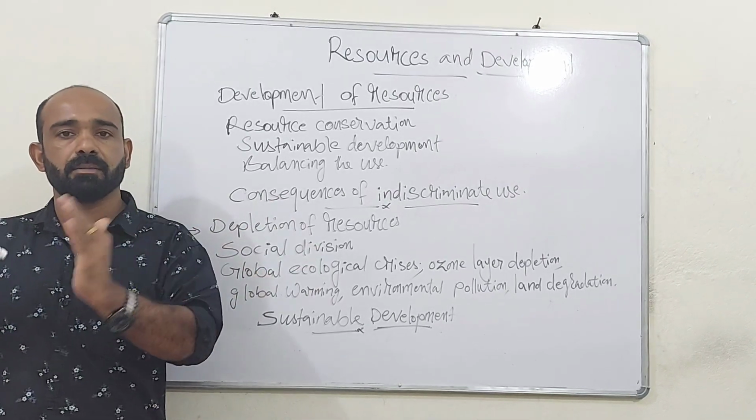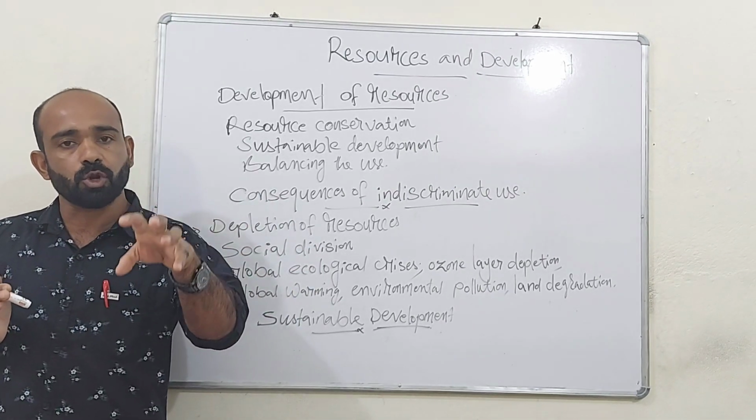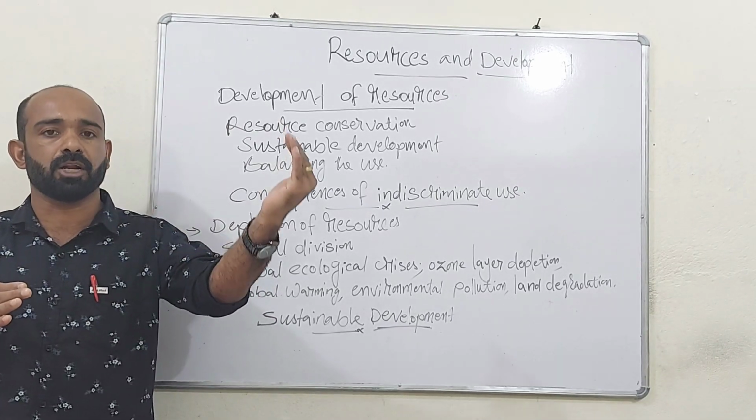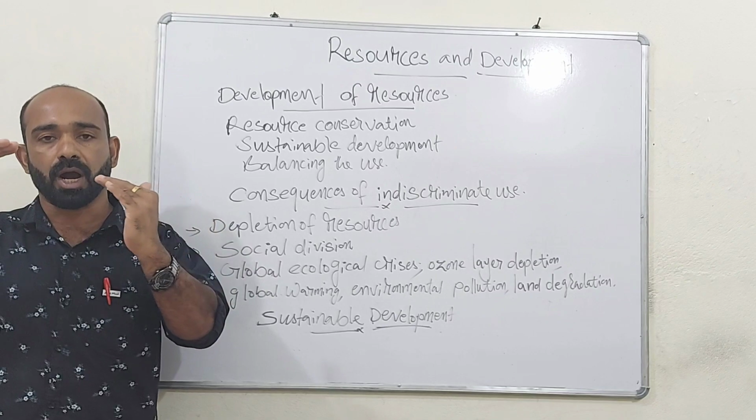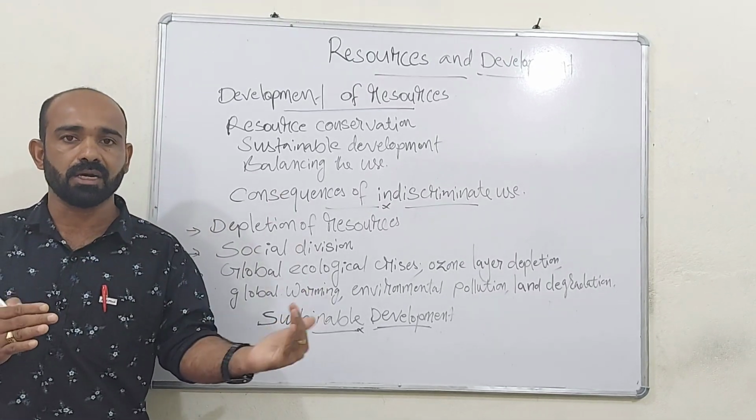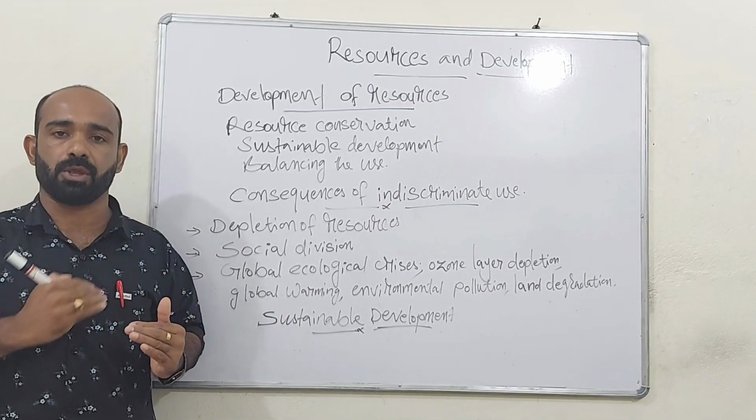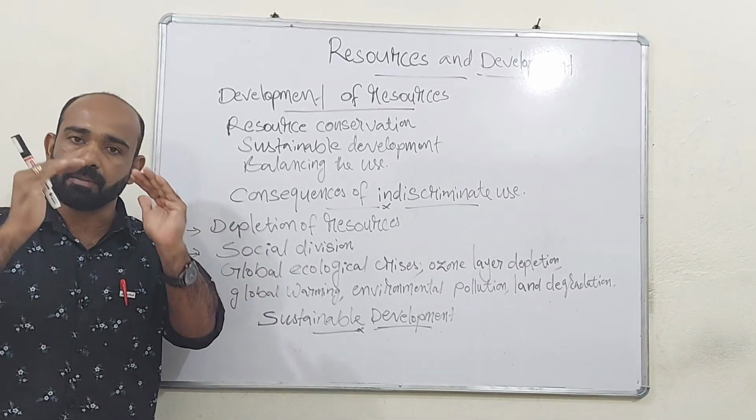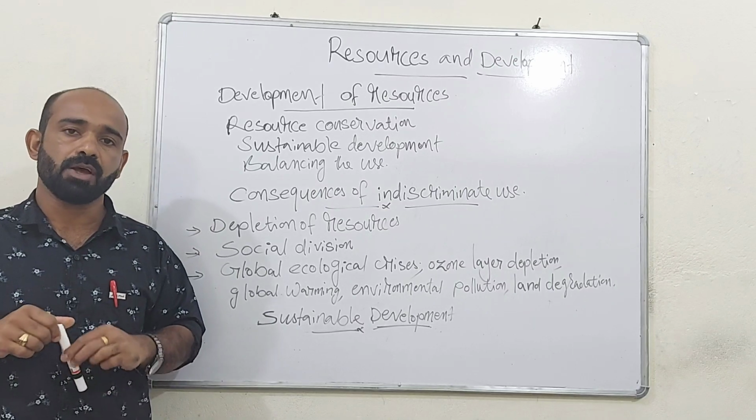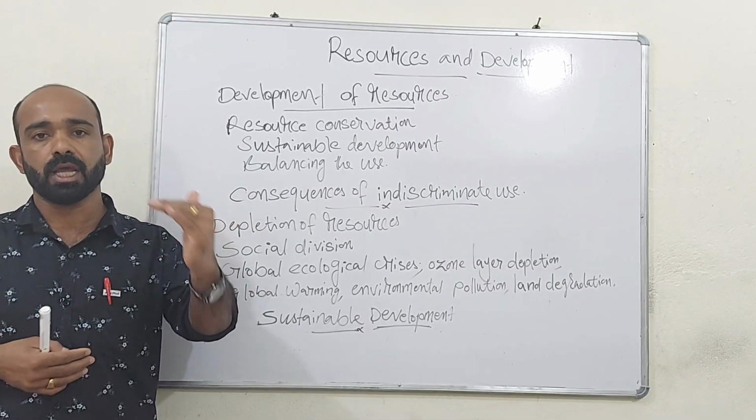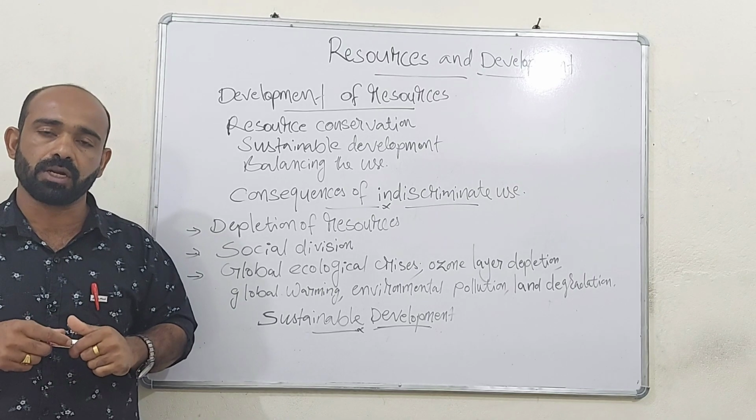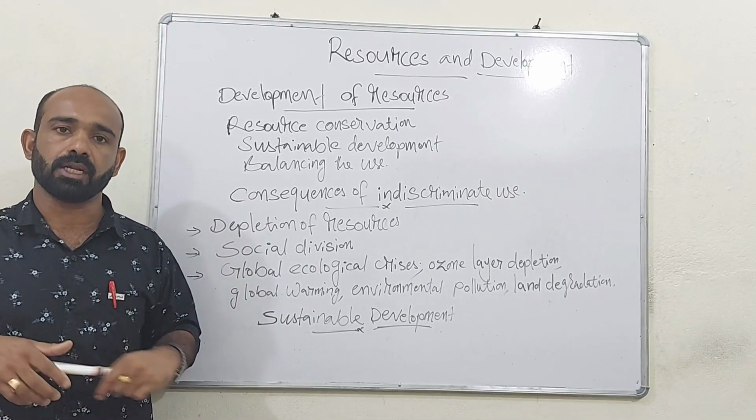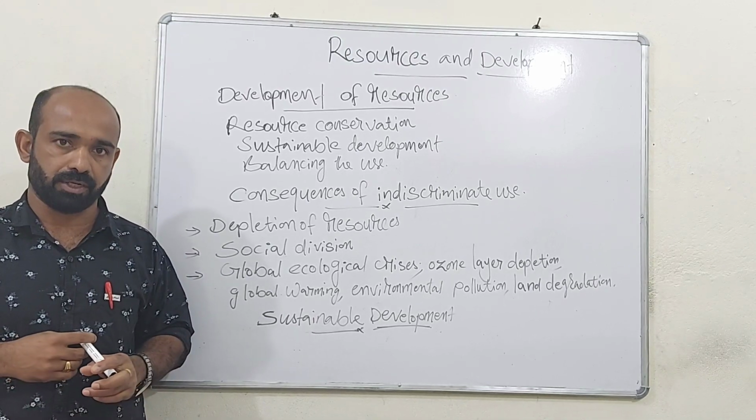For practicing sustainable development, what is needed? Resources should be available in the present and in the future. If resources need to be available in the future, in the present day, we have to conserve them. How can we conserve? By balancing our use, by reducing our dependency on resources, or by reducing our usage of resources. We can conserve resources for the future. If resources are conserved for the future, there will be development in the present and of course there will be development in the future. That is called sustainable development.